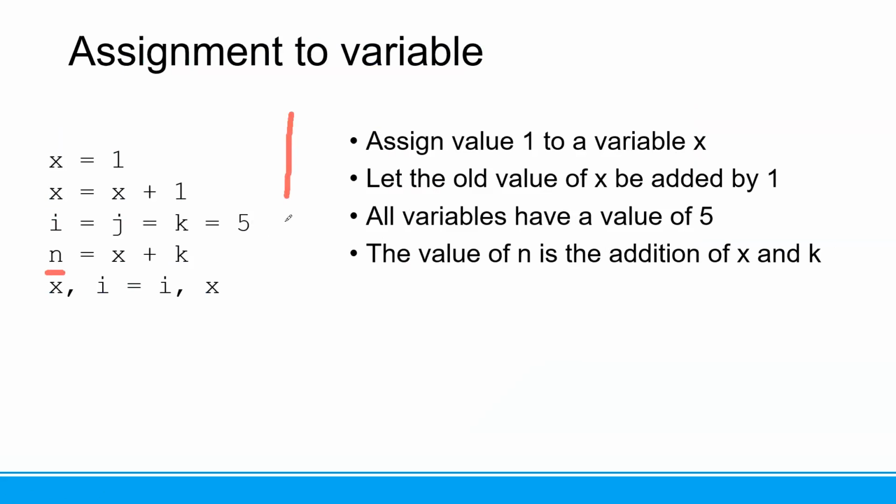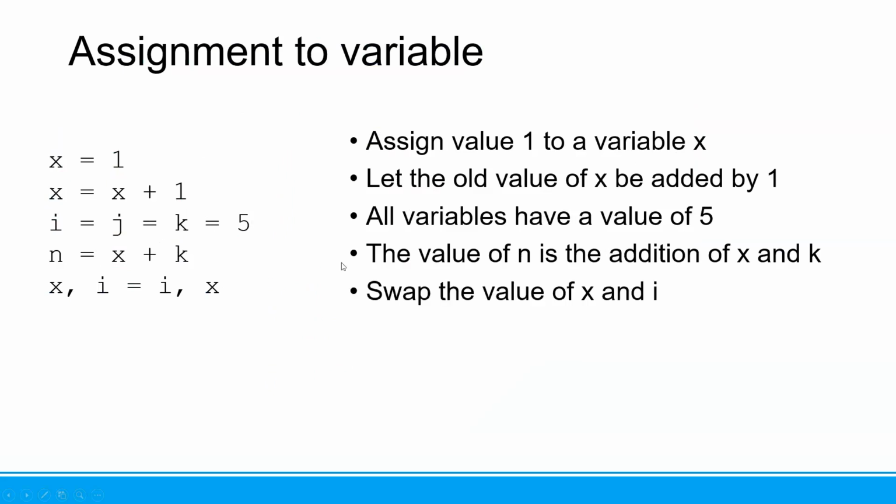If we follow the rule from top to bottom, x equals 1. Now the new x will be 2. i and j and k equal 5. Then x now equals 2, and k equals 5. Then we can have 2 plus 5, so n equals 7, if we just follow the rule from top to bottom.